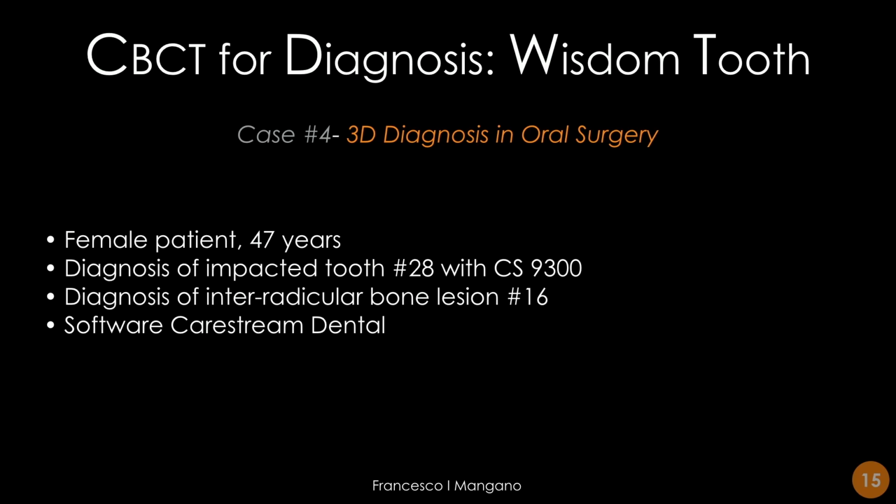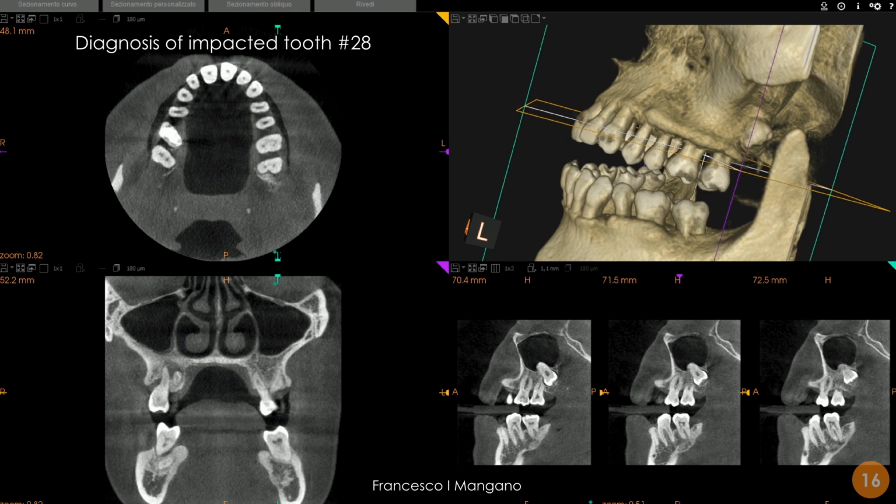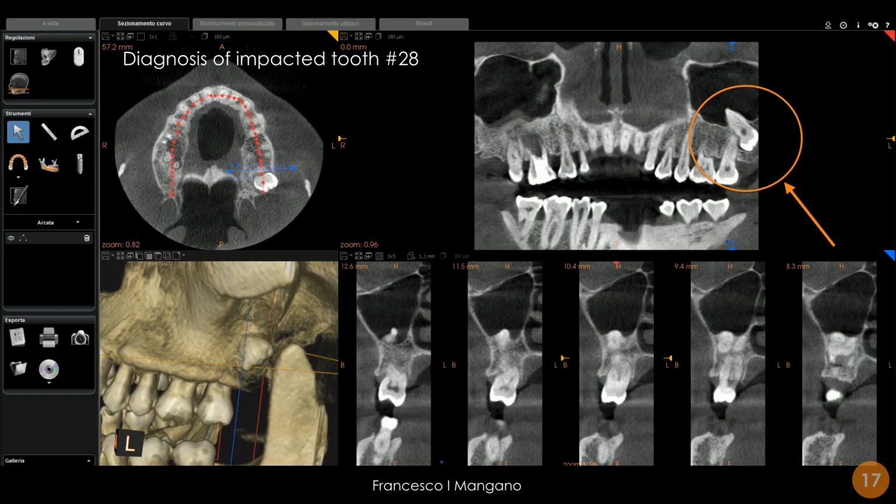Another example of how valuable cone-beam computed tomography is for diagnosis is the case of wisdom teeth or impacted teeth, particularly when we have to remove difficult impacted teeth. In this case we have a 28, a third molar in the maxilla. With this kind of software, we can immediately evaluate in 3D the position of the tooth in order to plan our surgery at best. And the point is that we can see the relation, for example, with the maxillary sinus in the different multiplanar reconstructions.